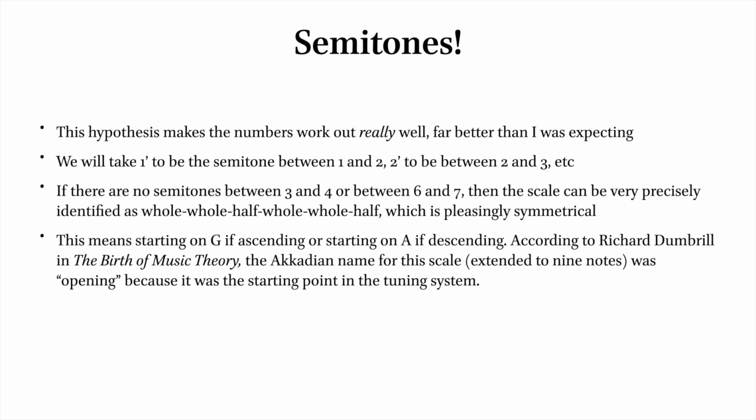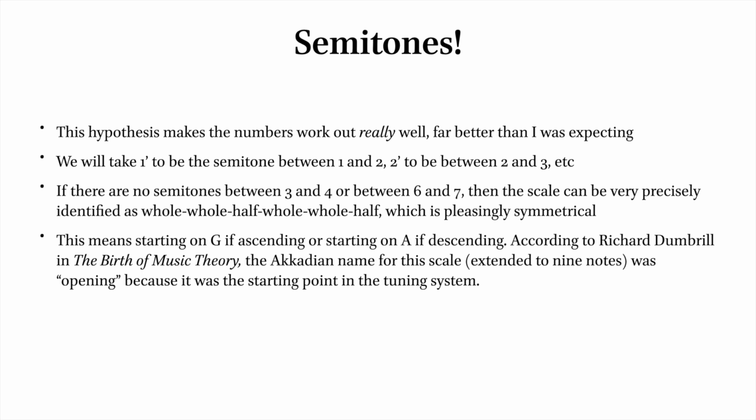This semitone hypothesis makes the numbers work out really well, far better than I was honestly expecting. Now, we will say that 1 prime is the semitone between the whole tones 1 and 2, 2 prime between 2 and 3, etc. If there are no semitones between 3 and 4, or between 6 and 7, then the scale can be very precisely identified as whole, whole, half, which is pleasingly symmetrical. This means starting on G if you are ascending, or starting on A if descending.